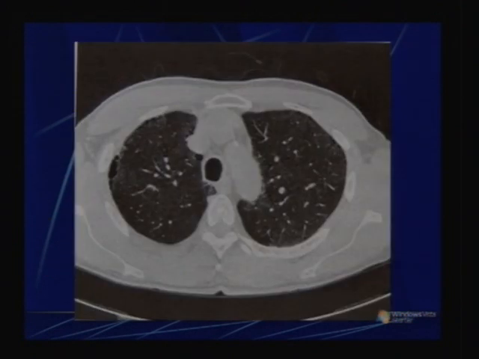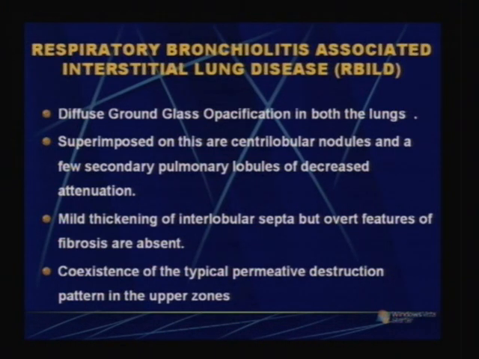Now this is a condition which is usually associated with smoking. In this we have two categories. One is respiratory bronchiolitis associated with interstitial lung disease, and the other is desquamative interstitial pneumonia. Now this is basically associated with cigarette smoking, and there is involvement of the small airways.